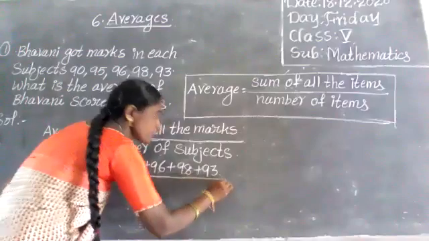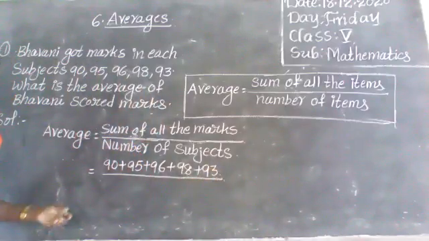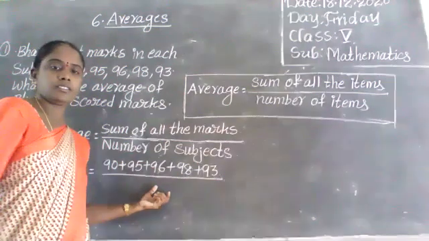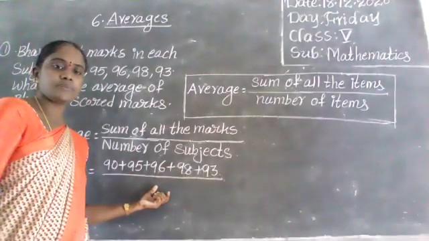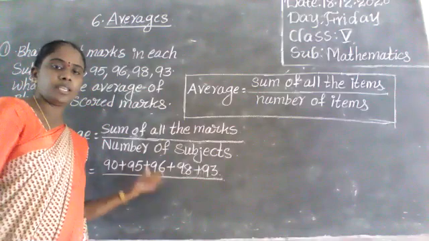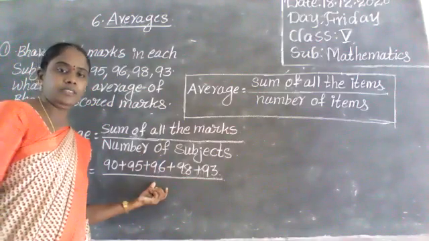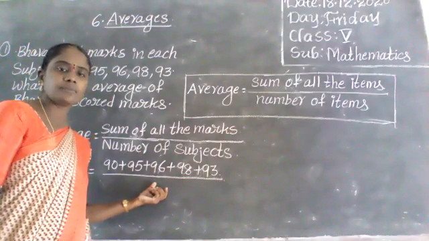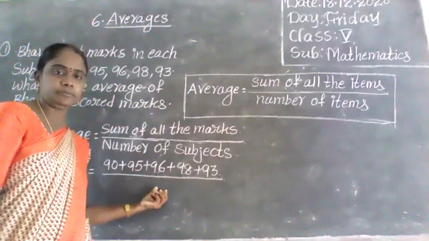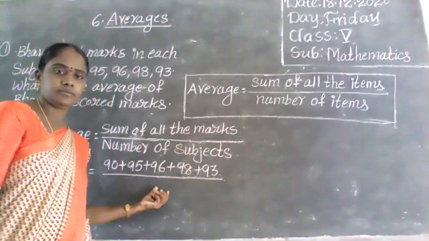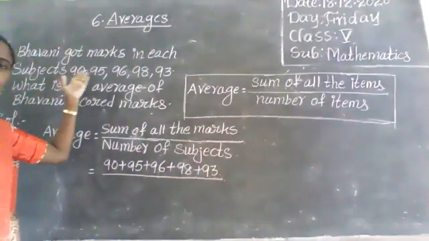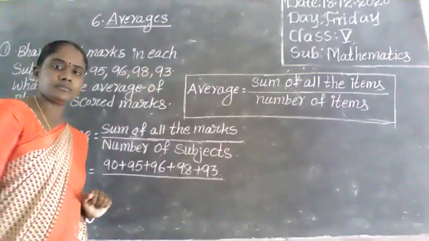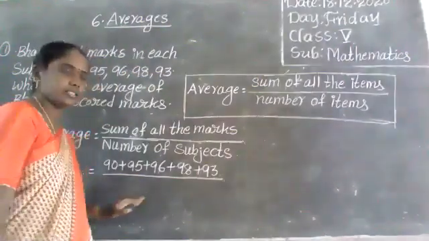Divided by the number of subjects. How many subjects? Number of subjects, or number of numbers? How many subjects? Yes, 5.